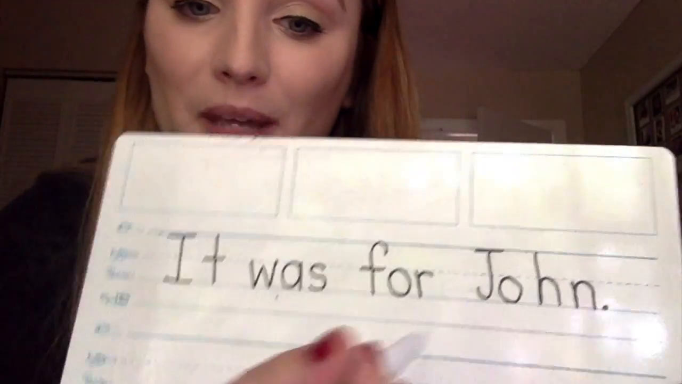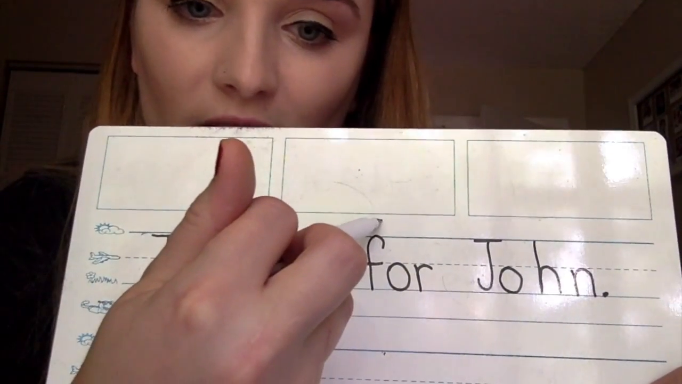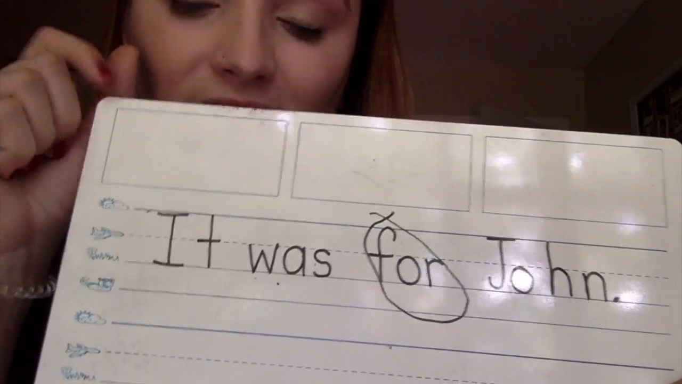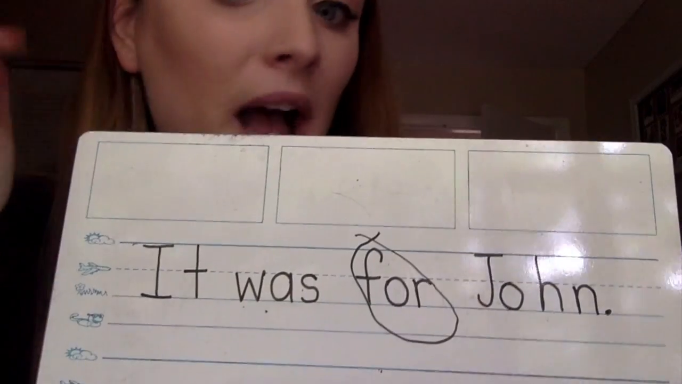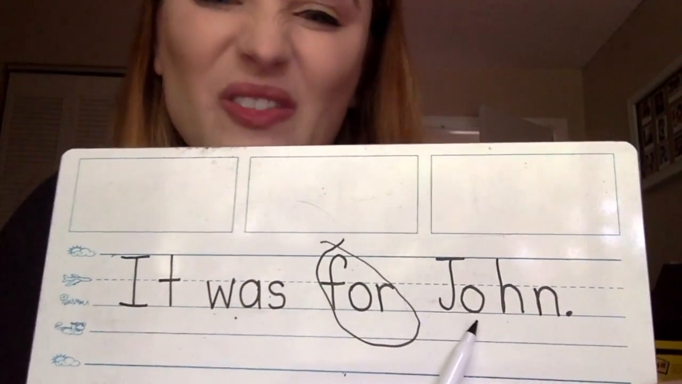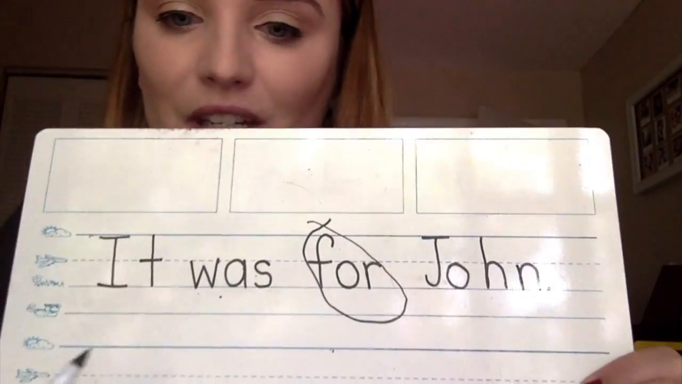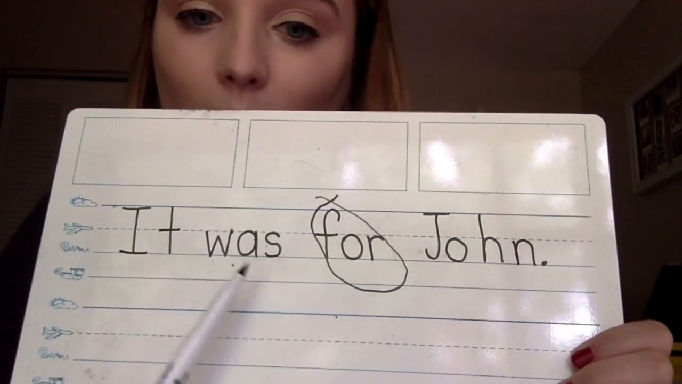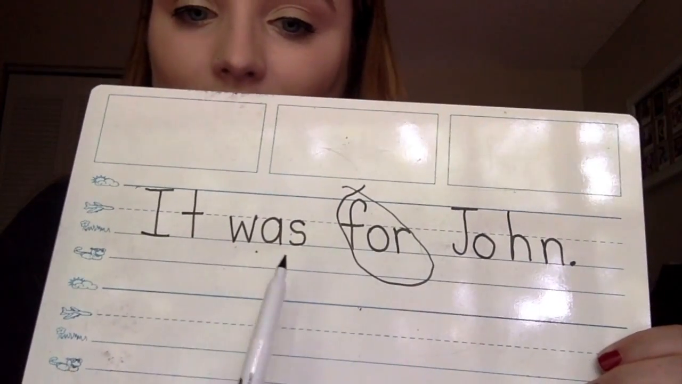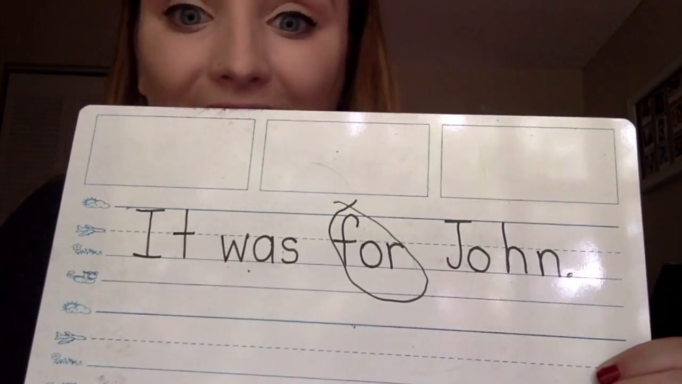Yes, so I'm going to put a big circle around for because that's one of our trick words that we're practicing today. Are these two also some of our sight words? Yes, but those aren't what we're looking at today. We're just looking for or. Good. Is this one of our sight words? No. So let's read the sentence over again. It was for John. Now read it with me. It was for John. Great job.